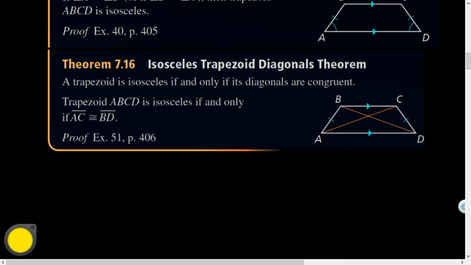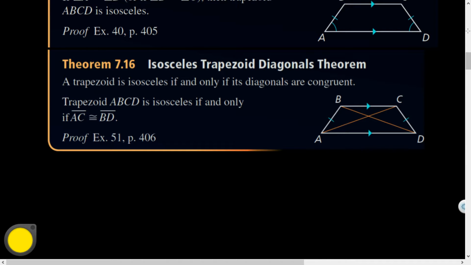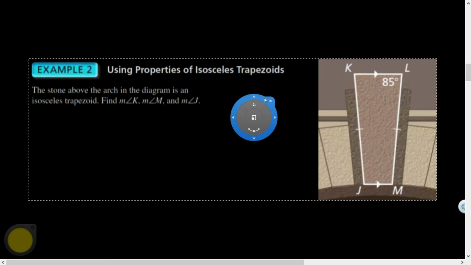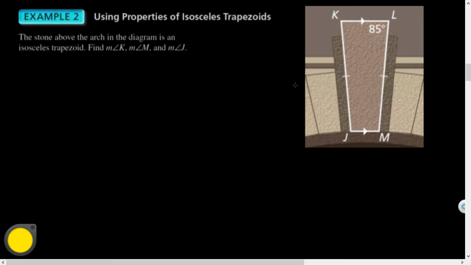So these properties are, I think, pretty simple to see, a little bit harder to prove, and I think application of them is pretty easy as well. So here's what looks like a keystone on an arch. I don't know if you guys knew that was called a keystone. Either that or I'm making it up. It says the stone above the arch in the diagram is an isosceles trapezoid. Bam, I agree. Find the measure of K. All right, well, these base angles are going to be congruent, so the measure of angle K is also going to equal 85 degrees. How can I find the measure of angle J?